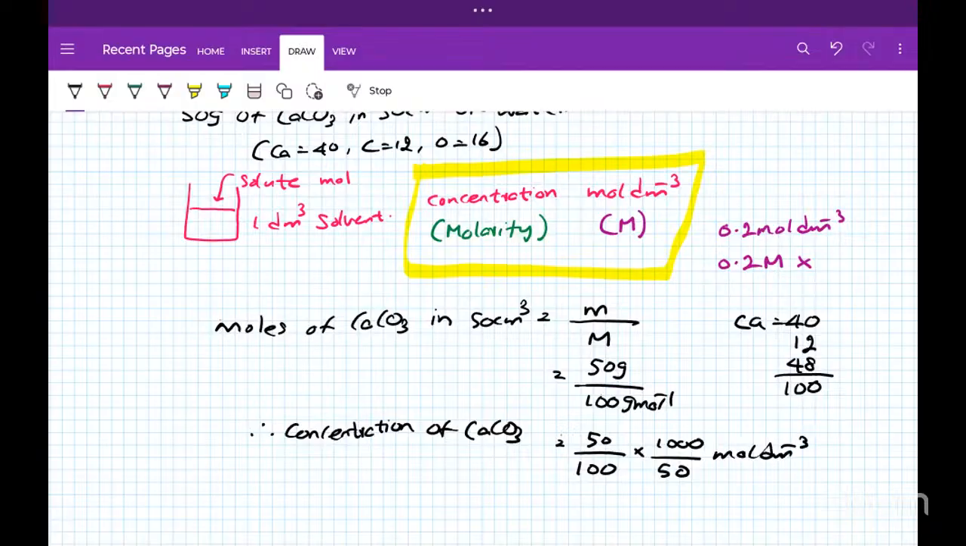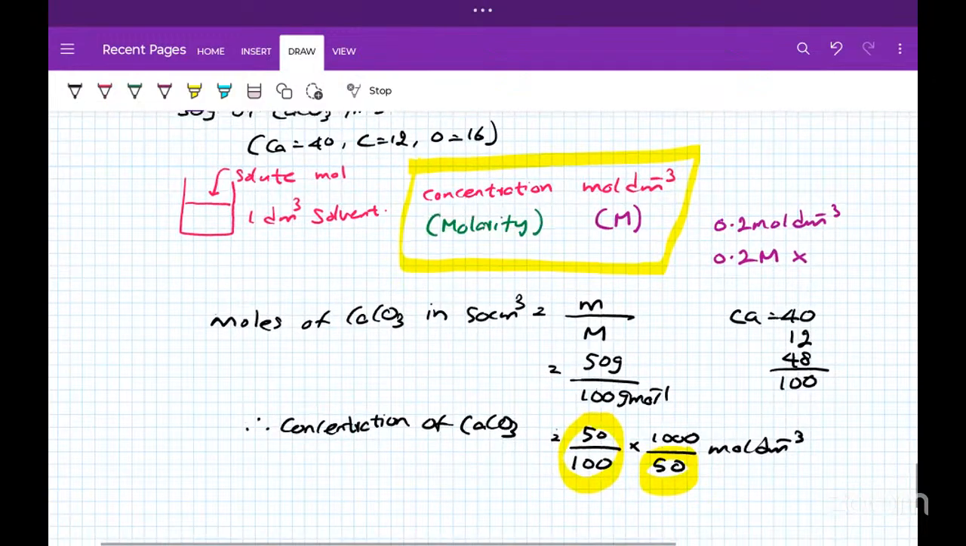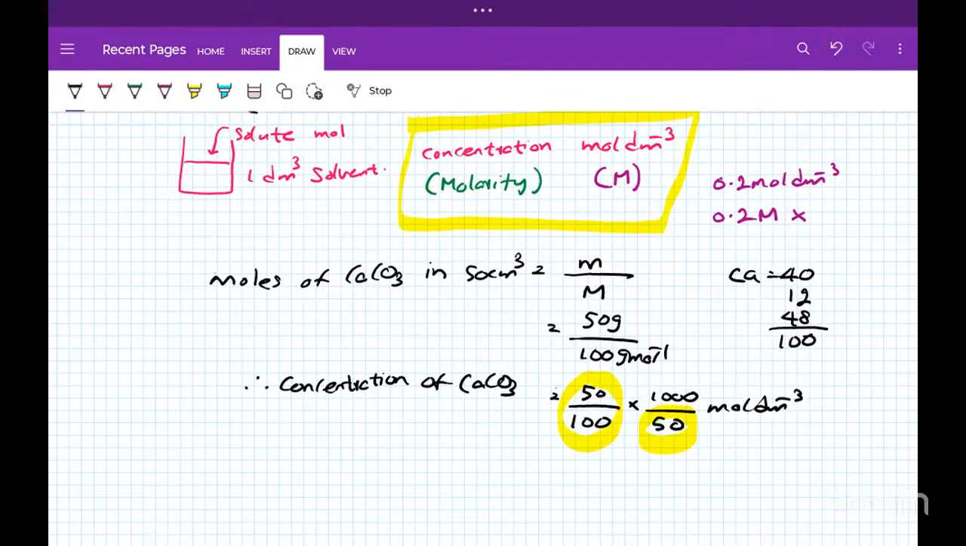This is just a ratio. This number of moles is within 50. Then how much within 1000? That is the basic idea of the concentration. Concentration means how much of moles is within the 1000 cubic centimeter. 1 cubic decimeter is 1000 cubic centimeter. That is what we have discussed, right? The unit conversion. So this is simply 10 moles per cubic decimeter. That is a very huge concentration comparatively.